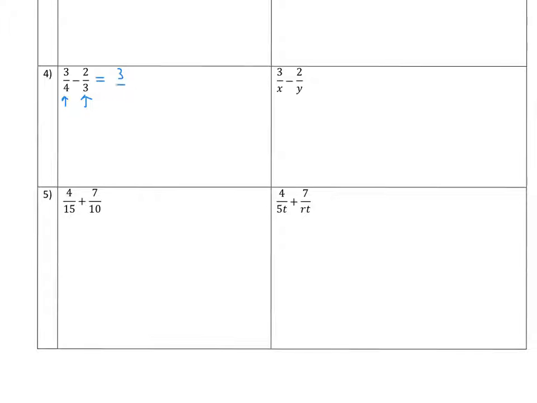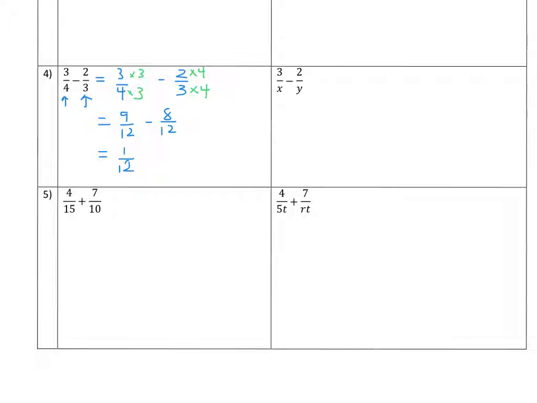So we have 3 over 4, but we're going to times the top and the bottom here by 3 to turn that into a 12 on the bottom. And then we have take away, we've got 2 over 3, and that one needs to get multiplied by 4 on the top and the bottom to get a common denominator of 12. So 3 times 3 on the top is a 9 over 12. Take away, 2 times 4 is 8 over 12. Bottoms are the same, now I just subtract the tops. 9 take away 8 is 1/12.